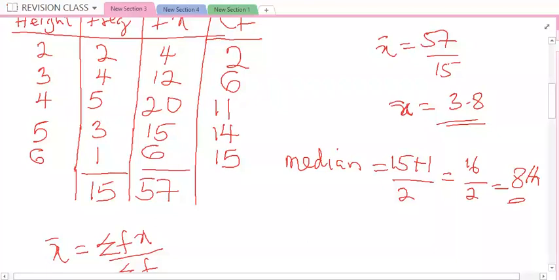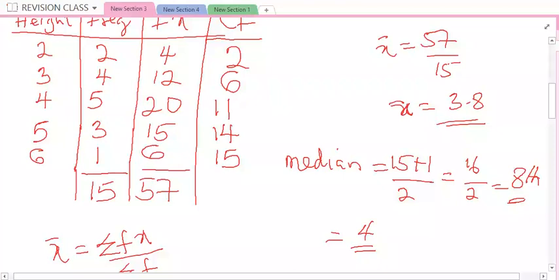Now, the first cumulative frequency, 2, shows that the data in position 1 and 2 is 2. The next cumulative frequency is 6. It shows that data number 3, 4, 5, 6 is 3. And the next cumulative frequency, 11, shows that data number 7, 8, 9, 10, 11 is 4. Which data are you looking for? Data in position 8. So the median is going to be 4, because the data in position 8 is 4. That is the median.